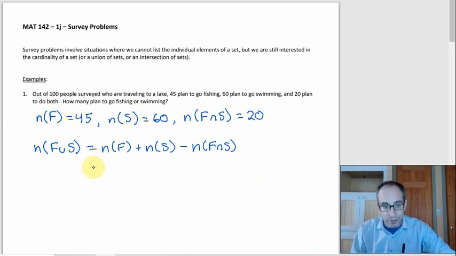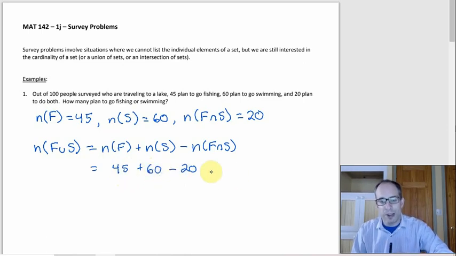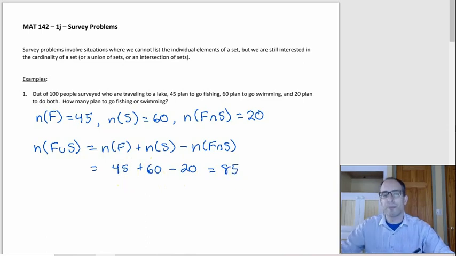But then you could figure out the answer right from here and just say, well, this is 45. The next one is 60. Then we're going to subtract off a 20. So 45 plus 60 is 105, and then minus 20 is 85. And that should be the answer. Okay, that's one way of doing it.